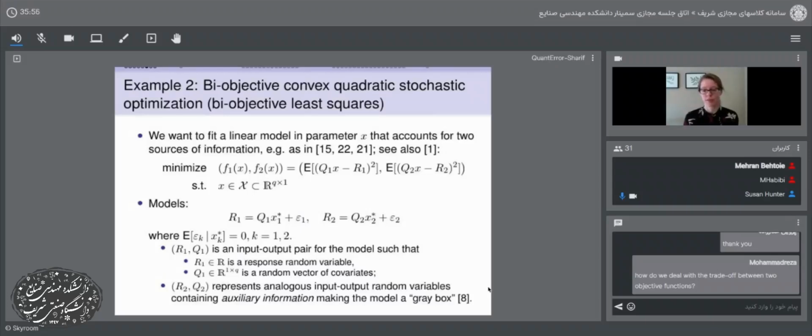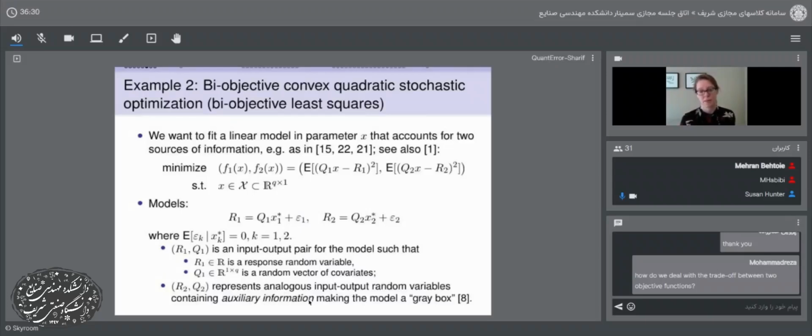And so we may be able to have two separate linear models, one that accounts for the real-world data and one that accounts for our laboratory data. But really, we want to have one model. We just want to use these two sources to try to make our model better. So R1, Q1 is going to be an input-output pair for the model, such that R is the response and Q is a random vector of covariates. R2, Q2 is the analogous input-output random variables, but they have this auxiliary information.